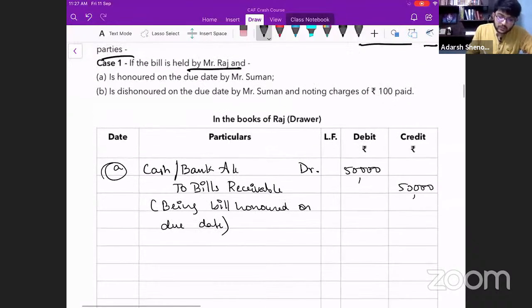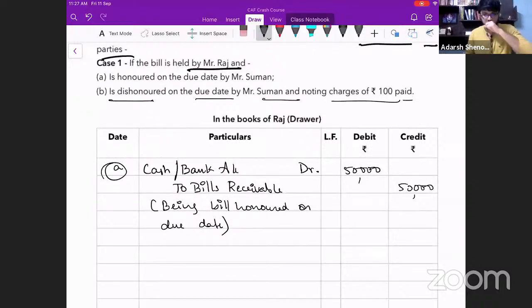Now, next one is if it is dishonored on the due date by Mr. Suman and noting charges of rupees 100 paid. Now listen to this very carefully. On the due date, the party is not paying the amount. But is the bill expiring? Did the bill expire? Yes or no? Yes. The bill has expired.